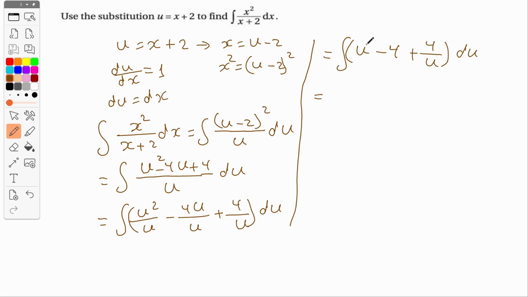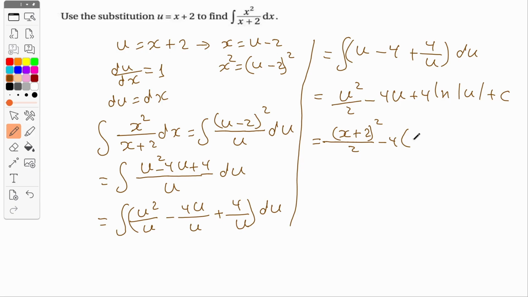Let's integrate this one, add 1, then divide by the new index. So it will be u squared over 2. The integral of minus 4 will be minus 4u. And the integral of this is what? Plus 4 ln of the modulus of u, plus c. Now let's write all u in terms of x. You know that u is x plus 2. So it will be x plus 2 squared all over 2, minus 4 times u, which is x plus 2, plus 4 ln the modulus of x plus 2, then plus c.